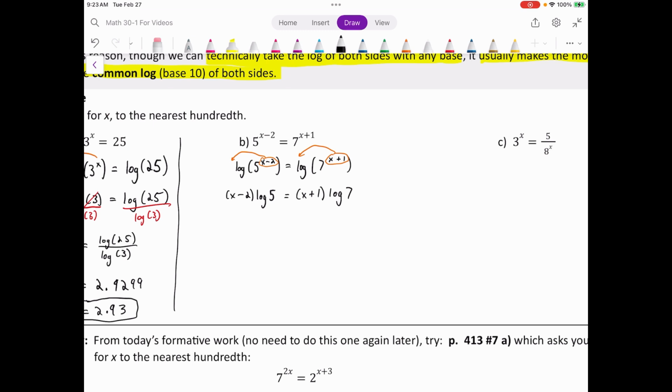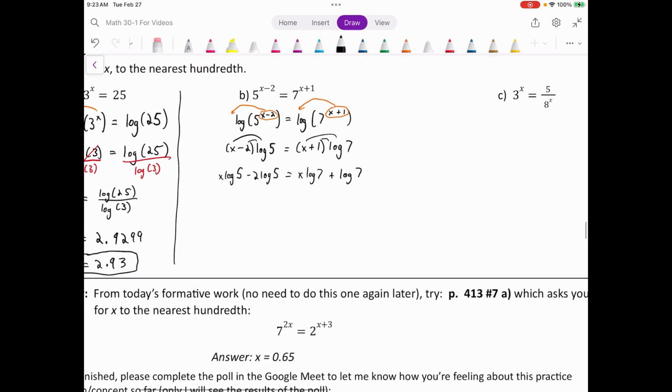I'm just going to multiply this out. So x log 5 minus 2 log 5 equals x log 7 plus 1 log 7, or log 7. Okay, and see what I mean? Now I can work on, right?